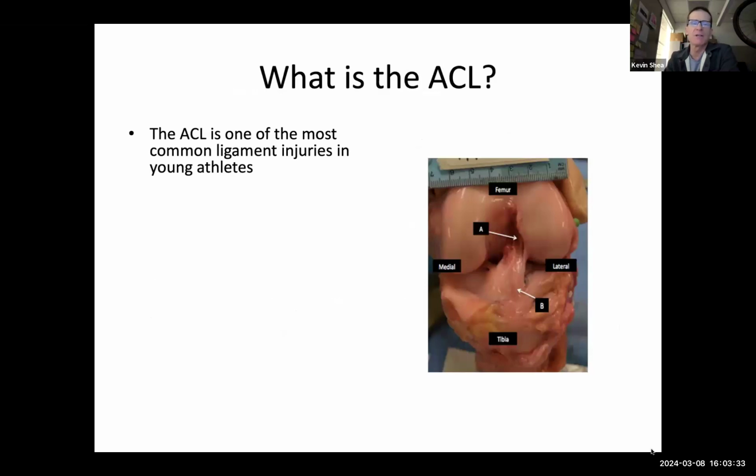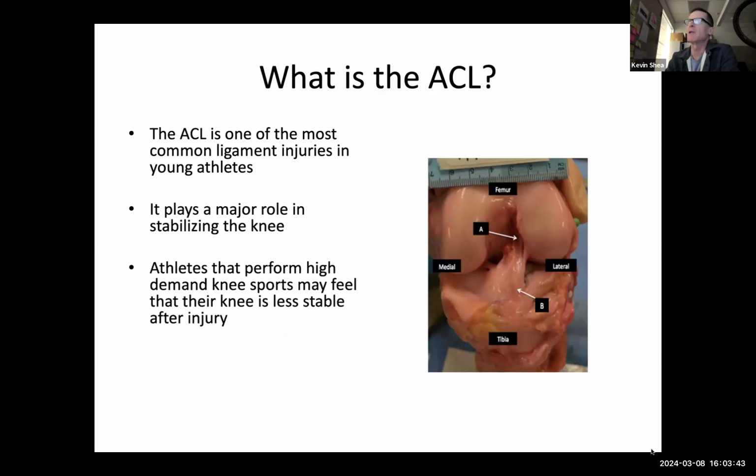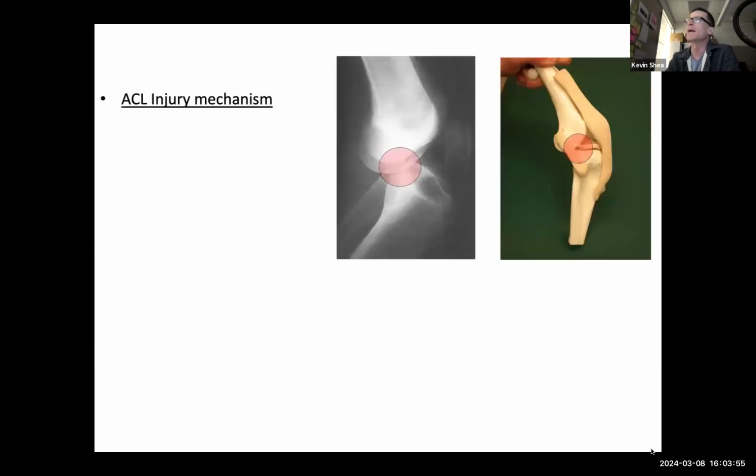So what is the ACL? This is unfortunately one of the most commonly injured ligaments inside the knee, and ACL stands for anterior cruciate ligament, meaning it's got a crossing pattern inside the knee. It's a major ligament to stabilize the knee, and if you're an athlete and you perform high demand sports, if you injure your ACL, your knee's probably going to feel less stable if you try to go back to sports, and your knee might feel like it gives out or shifts or buckles. It just doesn't work right.